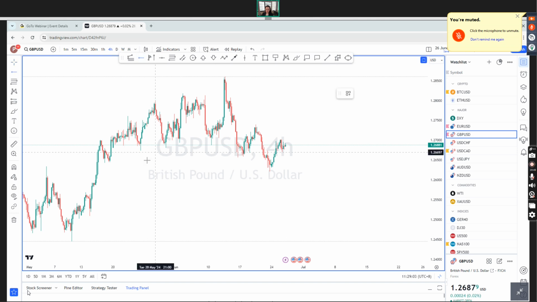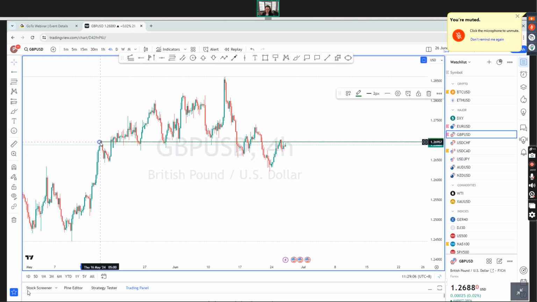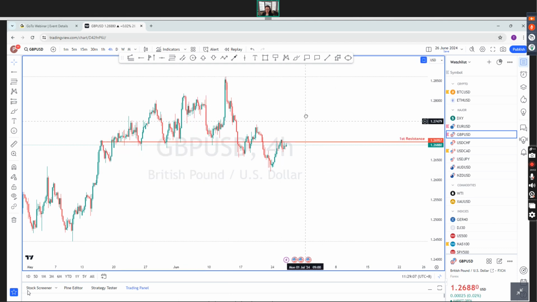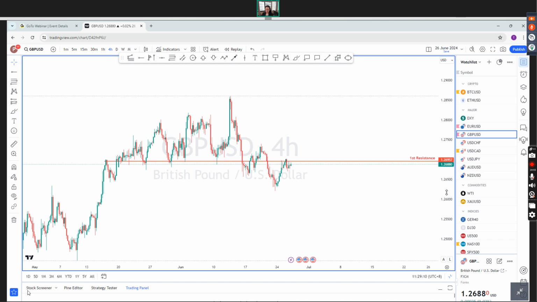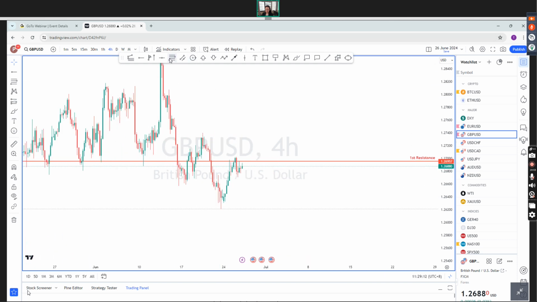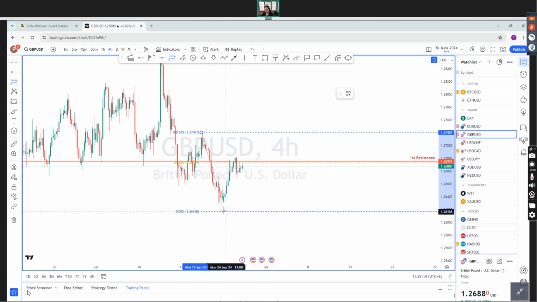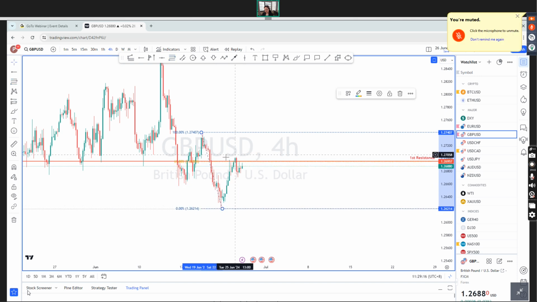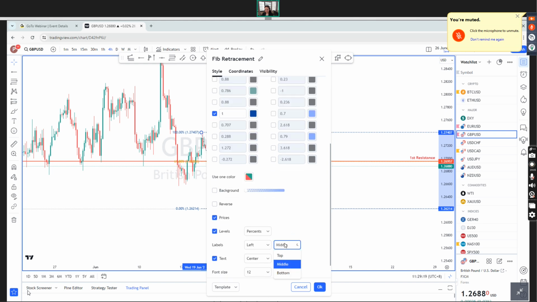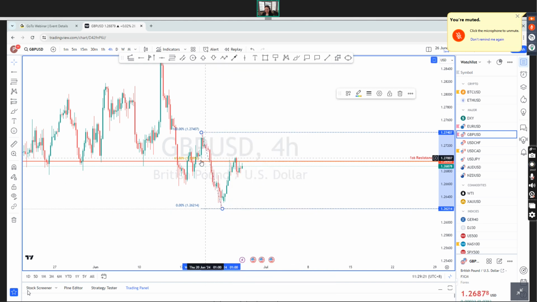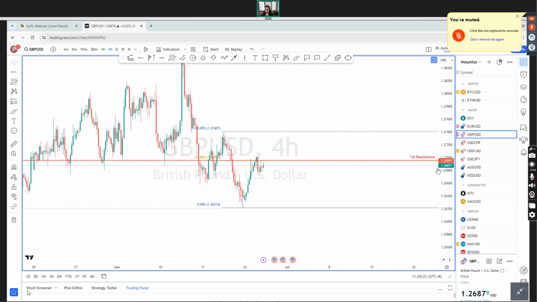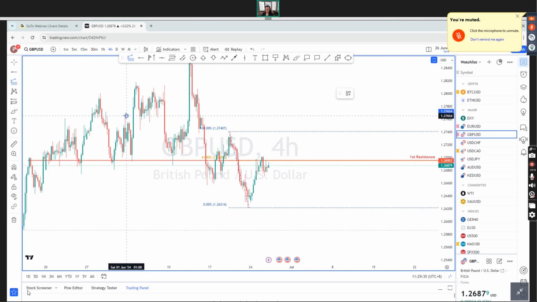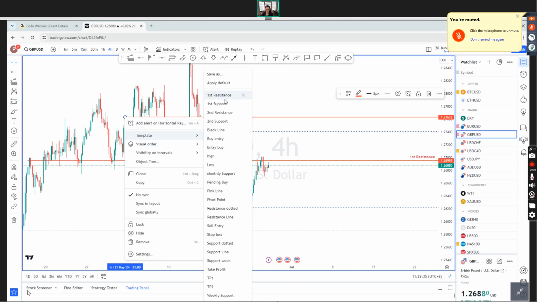Okay, so now let's identify the key level again. This is my first resistance. Based on H4, that should be the 61.8% Fibonacci level, just slightly above, but it's okay. I will leave it like that. My 61.8% is close to aligning with my first resistance. Right, this is my second resistance. You can refer here.